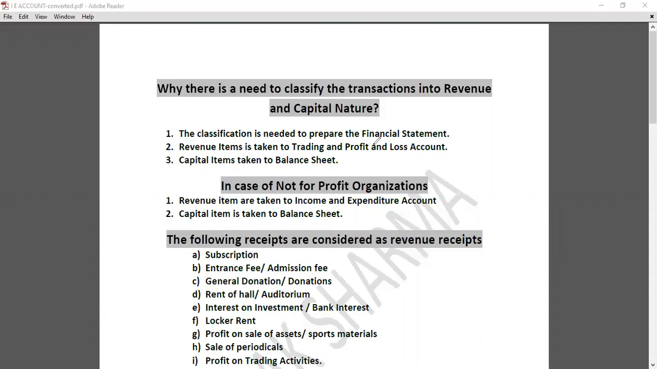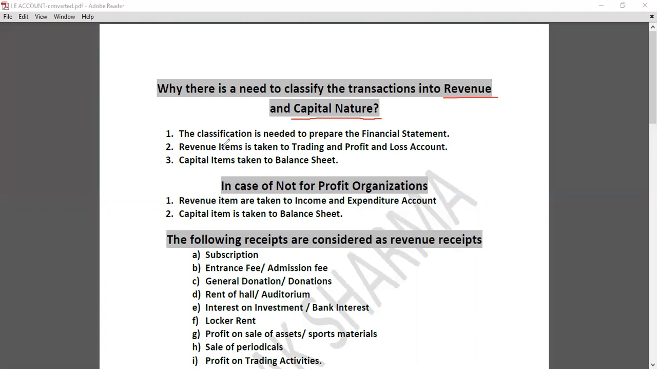So first of all, let us understand why there is a need to divide the transactions into two parts, that is revenue nature and capital nature. You must be aware that an organization, while maintaining its accounts, generally prepares a financial statement at the end of the accounting period. While summarizing the whole transactions, we generally prepare the trading account, profit and loss account, and balance sheet. This is the time when we are required to categorize the transactions into revenue nature and capital nature.